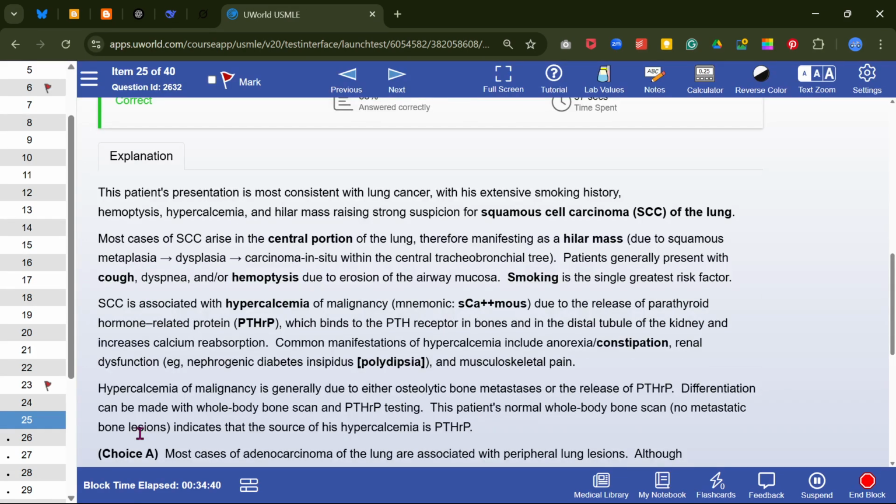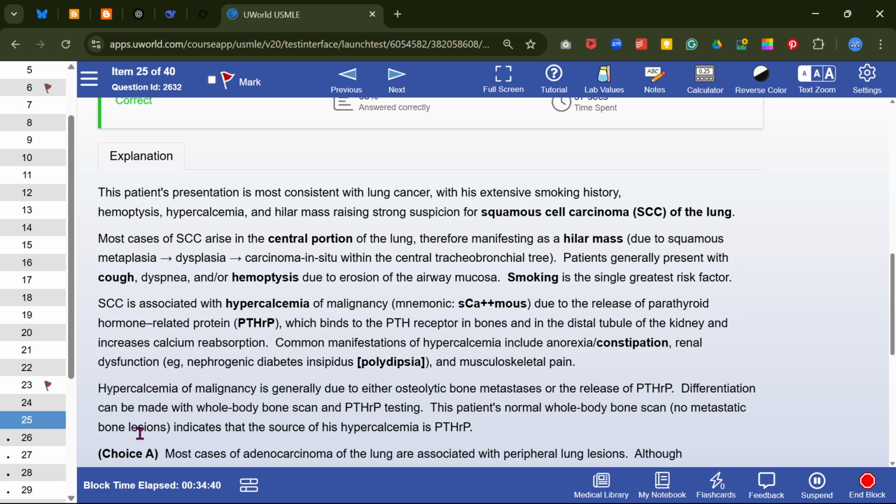Okay, this patient's presentation is most consistent with lung cancer: extensive smoking history, hemoptysis, hypercalcemia, and a hilar mass, raising strong suspicion of squamous cell carcinoma of the lung. Most cases of squamous cell carcinoma of the lung arise in the central portion of the lung.